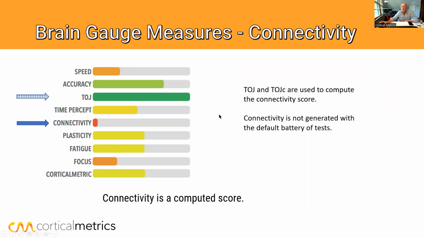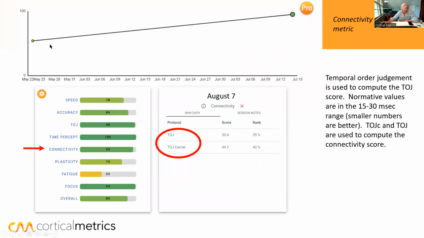It's used mostly by researchers, and a few clinicians are using it and have success with it. But let's take a look. As I mentioned, here are results from a Brain Gauge app. On here, you see TOJ and TOJ carrier. The TOJ score normal values are 15 to 30 milliseconds. But what we do is look at the difference between these two scores. It's actually a little more complicated than that, but basically we're using these scores to compute a connectivity score. Let's see why that makes sense.